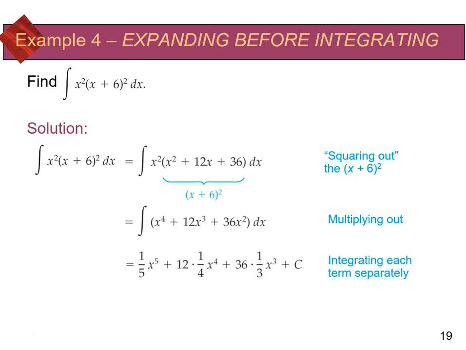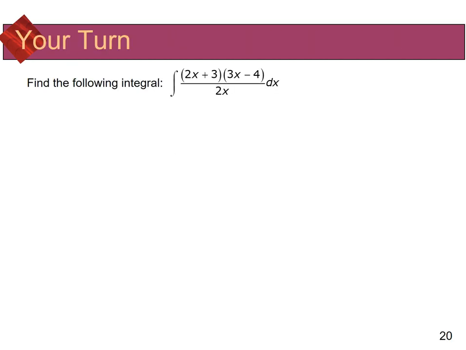I would get 1/5 x to the 5th for x to the 4th. I get 12 times 1/4 x to the 4th for x cubed. I'd get 1/3 times x cubed for the x squared, and the plus c comes at the end because I could have an arbitrary constant. And then I could do some simplifying, especially for the terms that I can combine, and I end up with this expression here. So if you're given something that involves multiplications and or divisions, you want to simplify first. With that being said, give this one a try.